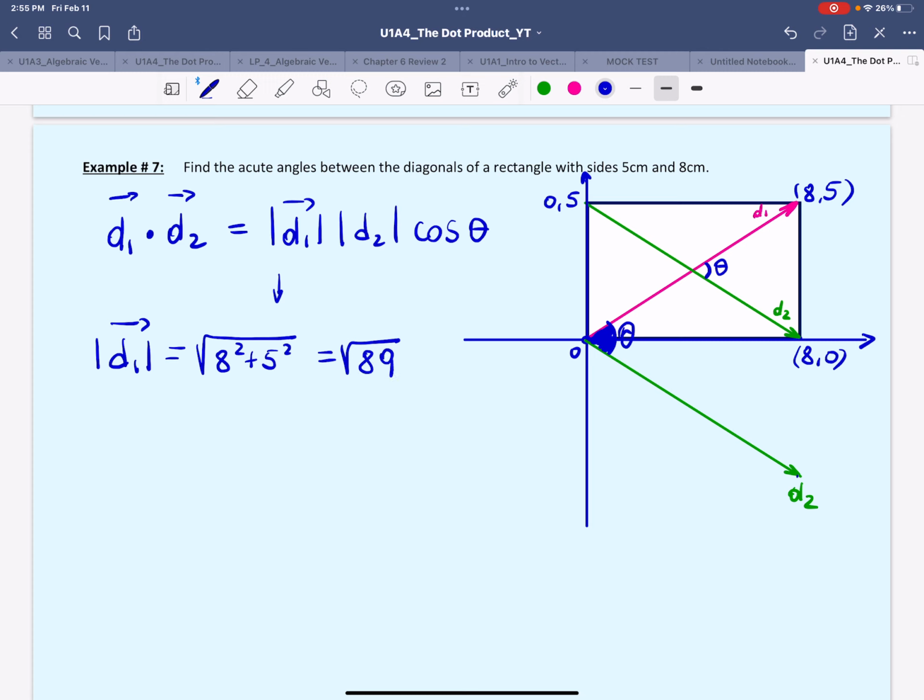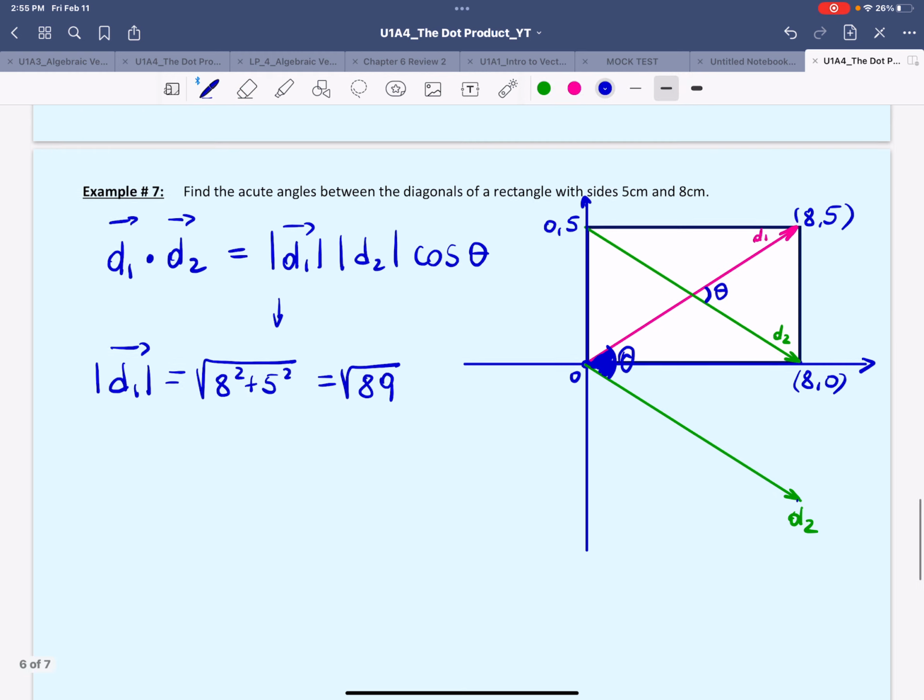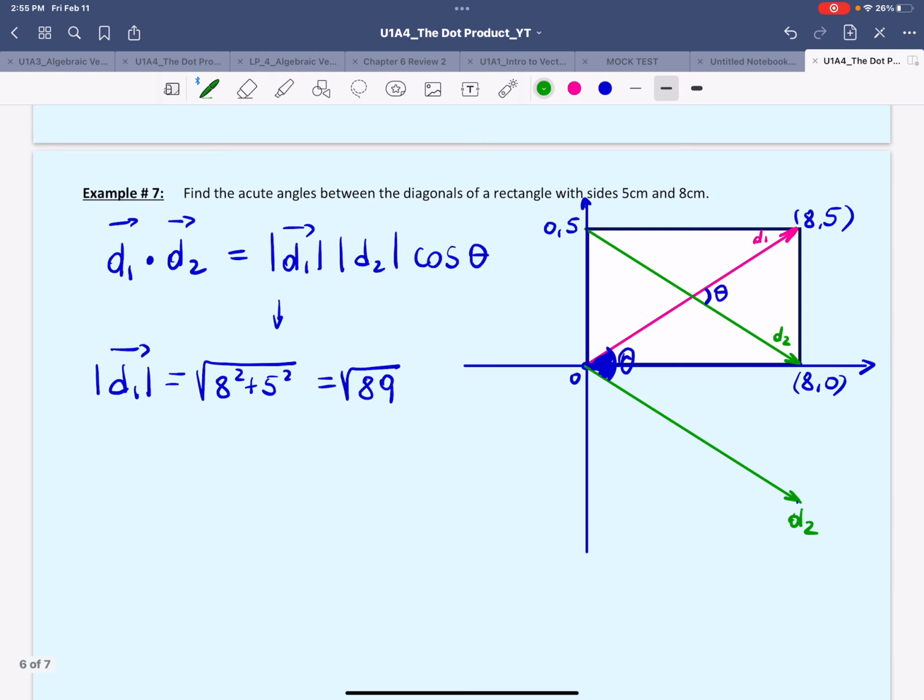For the diagonal D2, obviously the magnitude is the same because they're the diagonals of the rectangle, but if you want to go the more analytical way, then you will define the coordinates, which will be in this case x equals 8, y negative 5. So D2 will have the magnitude square root of 8 squared plus negative 5 squared. So that would be again root of 89.